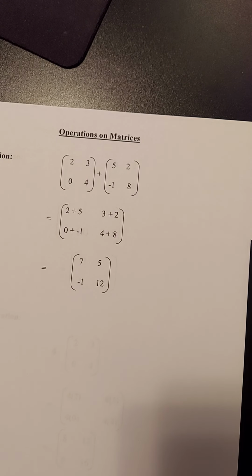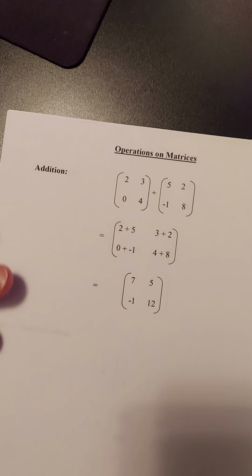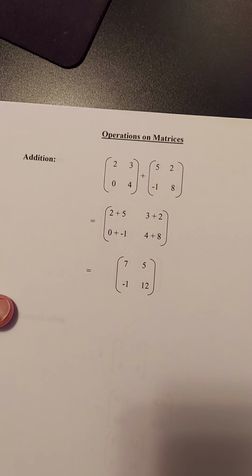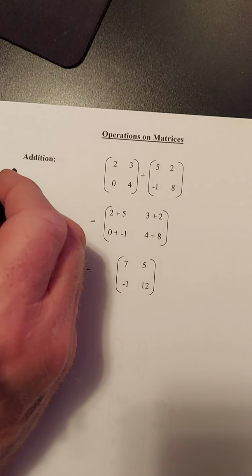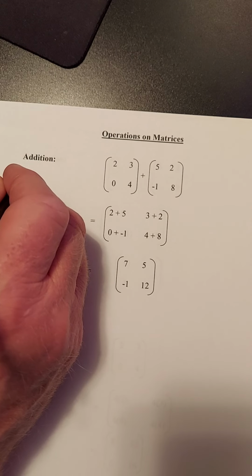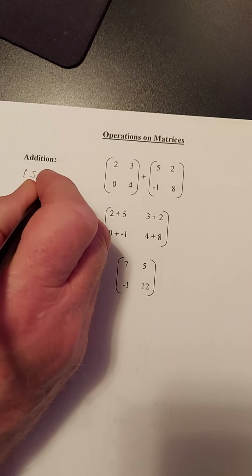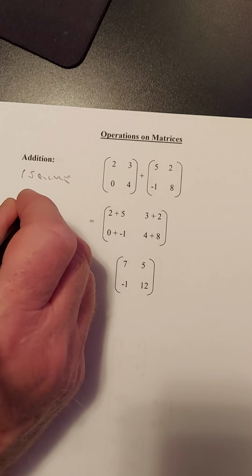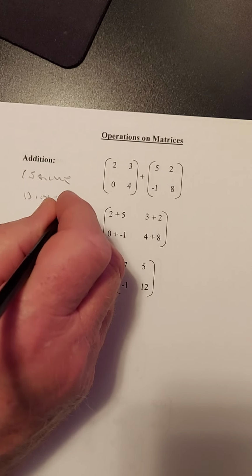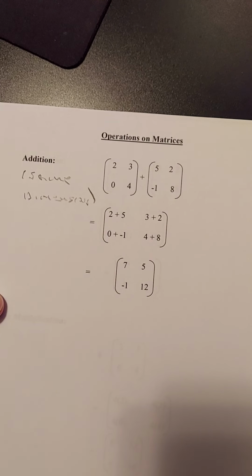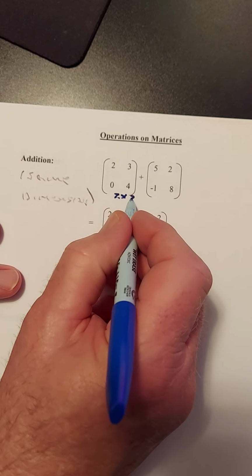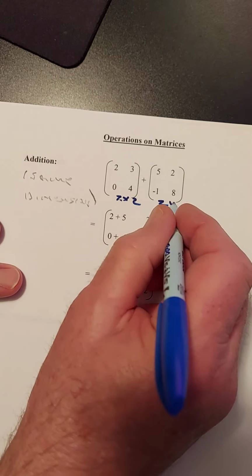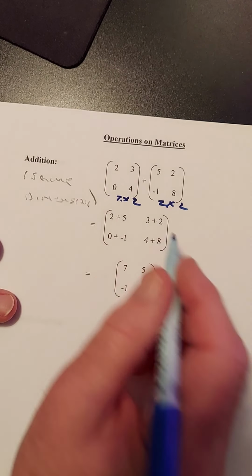Okay, let's talk about operations on matrices. Here's an example of addition. I have a 2x2 and a 2x2. You need to know this. Whenever you add, you've got to have the same dimensions. This pencil isn't working real good, I'm going to switch. Got to have the same dimensions. So this matrix here is a 2x2, 2 rows, 2 columns. This is a 2x2. They have to be the same.